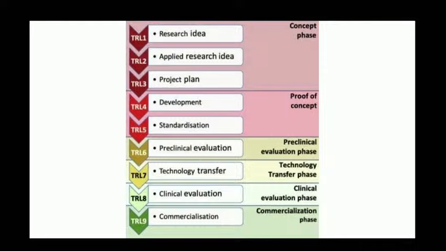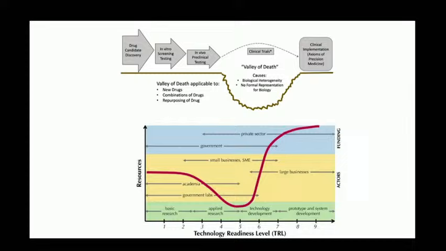But the problem is, there is a valley of death. In every medical device, there is a valley of death. And what is this valley of death? It is that up to the level that you are working, in academia, up to TRL level 4, you have a fantastic idea, you have made the thing, you have worked on it, you have translated it, you have done animal experiments on it.